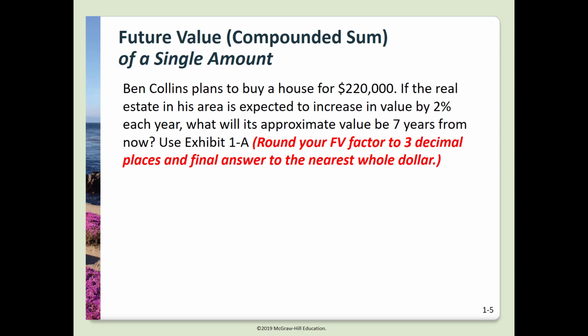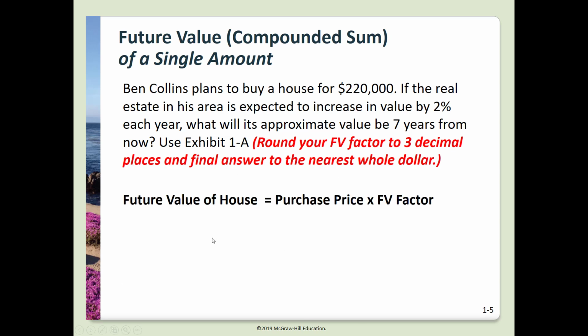Let's get some more practice with time value of money. In this scenario, we're working with the future value, or the compounded sum of a single amount. So Ben Collins plans to buy a house for $220,000. If the real estate in his area is expected to increase in value by 2% each year, what will its approximate value be 7 years from now? In this instance, we're using Exhibit 1A. And in the homework, you'll notice some rounding instructions, so make sure to follow it carefully.